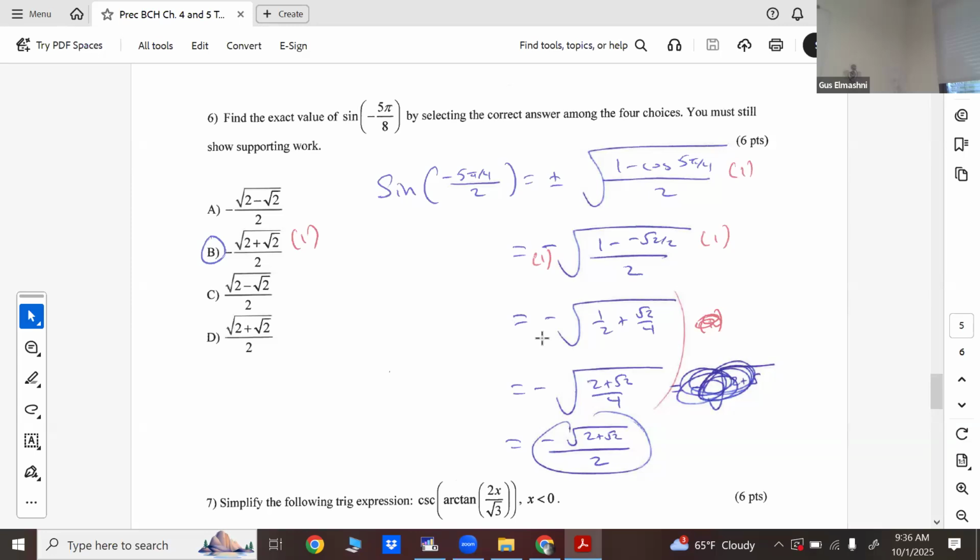You get that, then you get this, and then you have to clean it up. Clean it up, make the denominators the same, root 4 is 2. And why the negative on the outside? Why is it negative on the outside? Yeah, because -5 pi over 4 is the third quadrant, and sine's negative in the third quadrant. So that's what makes it negative. Right.